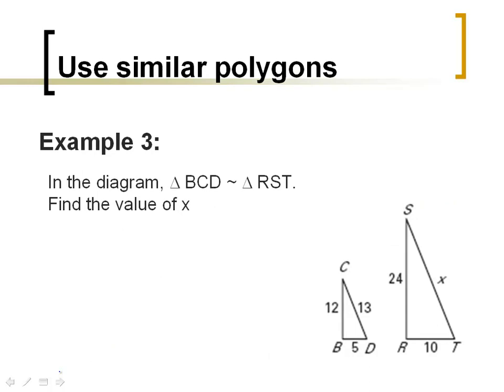So example 3 here. In the diagram, triangle BCD is similar to triangle RST. Find the value of x. So knowing that they're similar, that means automatically all the angles are congruent to corresponding angles and the side lengths are proportional. So we're going to go back to what we did in the last chapter. We're going to write a proportion.